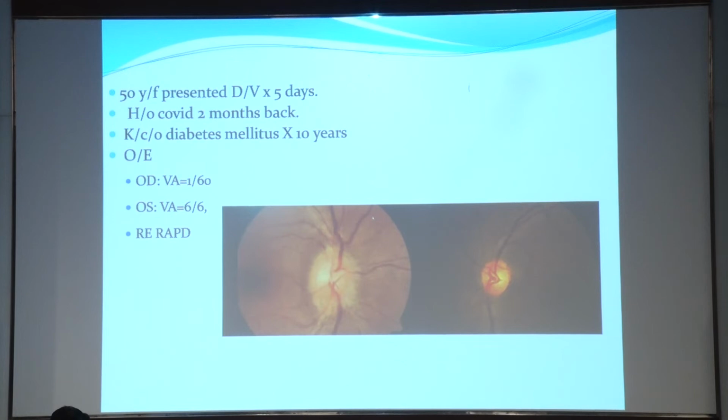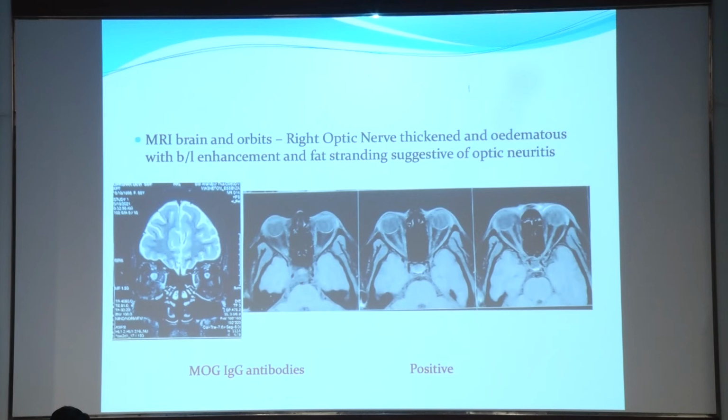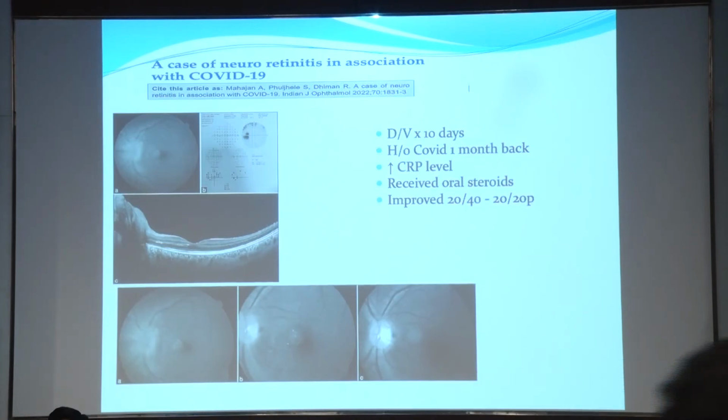So what appeared as an ischemic optic neuropathy at first glance was shown on MRI to have both the right and the left optic nerves thickened, edematous, and with bilateral enhancement with fat stranding, suggestive of an inflammation. So what appeared as an ischemic optic neuropathy has turned out to be an inflammatory optic neuritis.